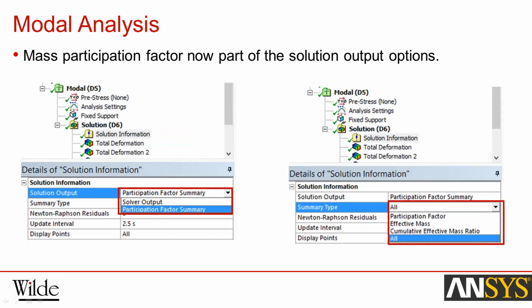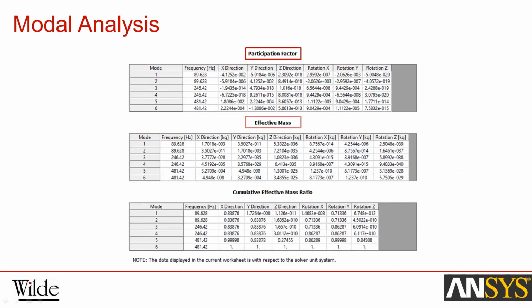For previous modal analysis, it was necessary to scroll through the solve.out file that was created to find the relevant information on the mass participation factors, the effective mass, etc. Now, in version 16, when in the solution information branch, we now have the option of displaying this information in tabular format, as we can see here. So by default, all three sets of information will be shown, but we have the option of filtering our results so that, for example, we could only show the effective mass if we wanted to.